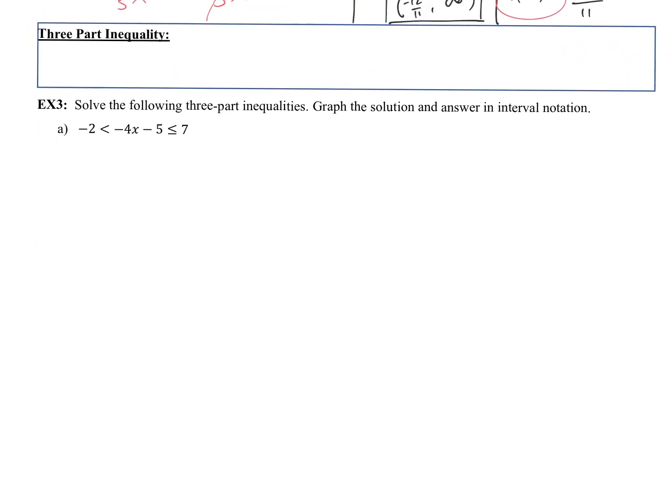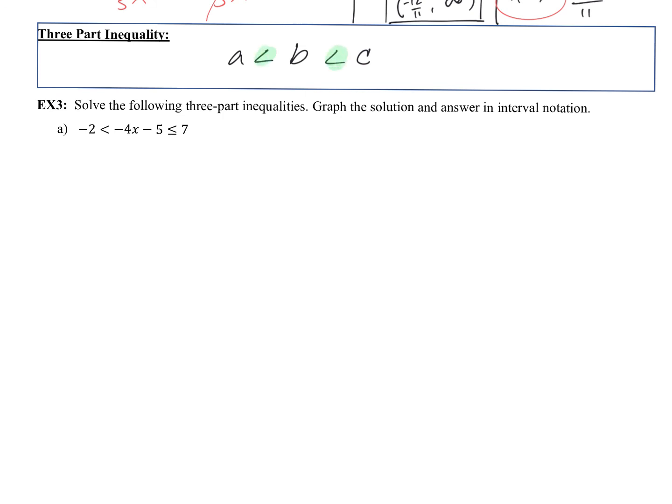Okay, so a 3-part inequality. What does that mean? Well, basically, it's when we've stuffed 2 inequalities together. So we'll have 2 different sides. We have one value here, A, less than some value here, B, less than some value here, C. And we could use any of the inequality symbols here. These are just the generic ones I'm using here.